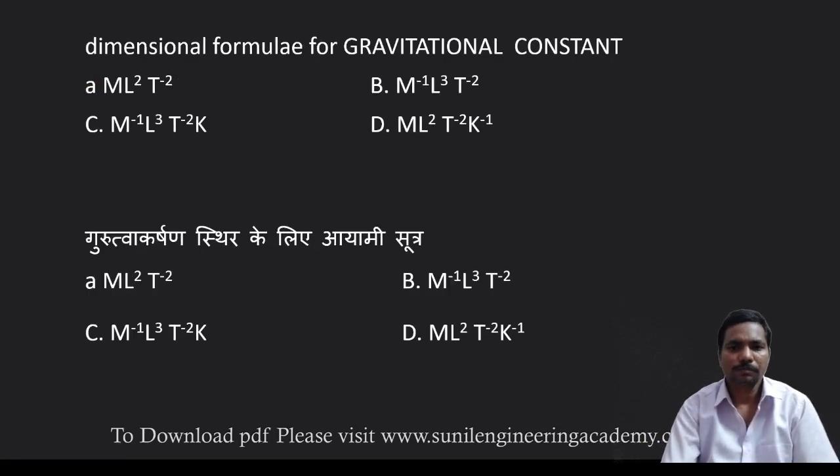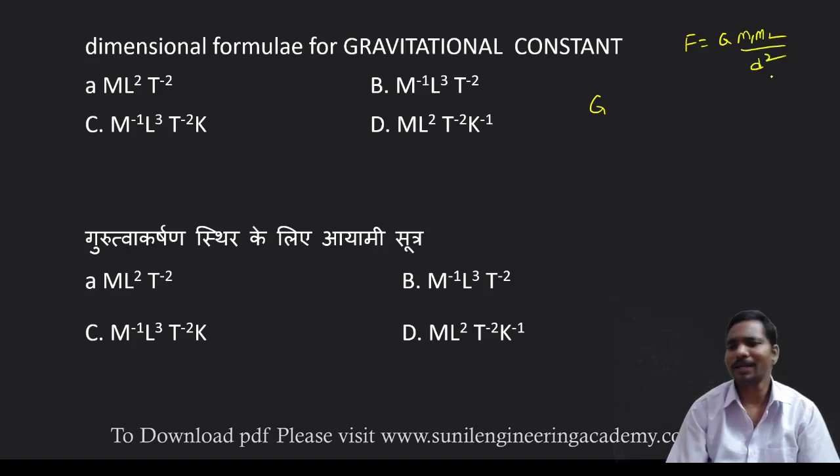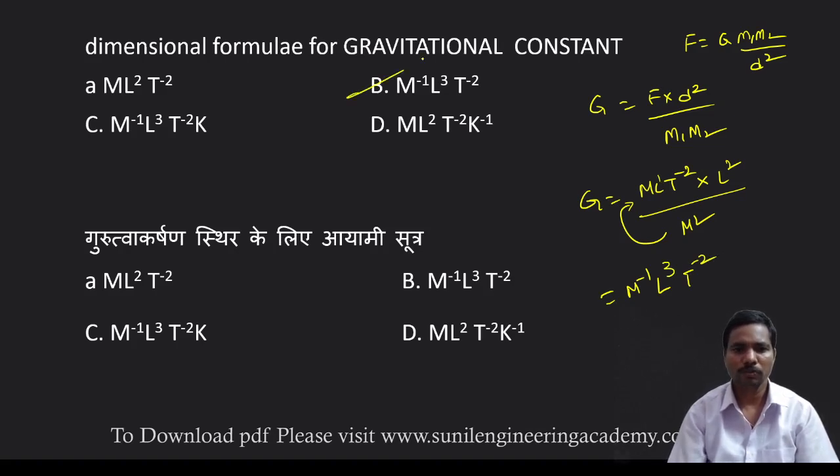So coming to the next question. Gravitational constant G. We know F is equal to G m1 m2 by r square, where r is distance. So G is equal to F into distance square by the product of two masses. Force is M L T power minus 2, distance square is L square, M square. So M square comes to the numerator: M power minus 2 plus 1, M power minus 1, L power 3, T power minus 2. So the answer is option B.